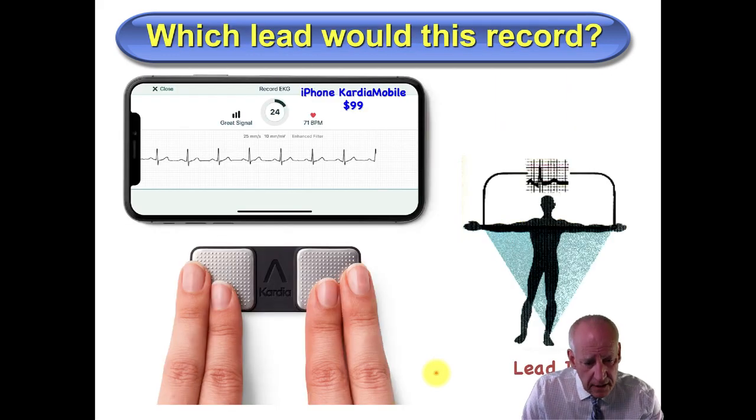So just a recap, which lead would this iPhone CardioMobile device, which you can buy now as an accessory to your iPhone, record? Here are a pair of electrodes that you put your fingers on. Which lead would this record? Well, lead 2, right? And you see a pretty good recording.